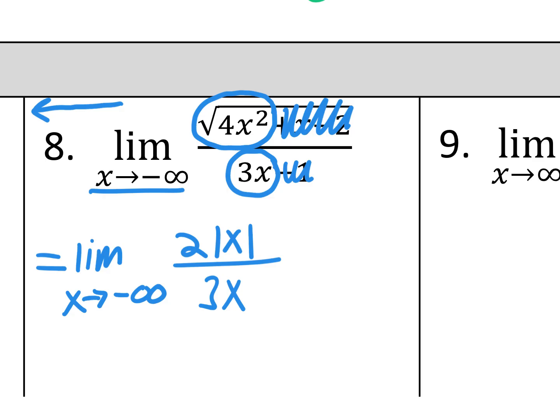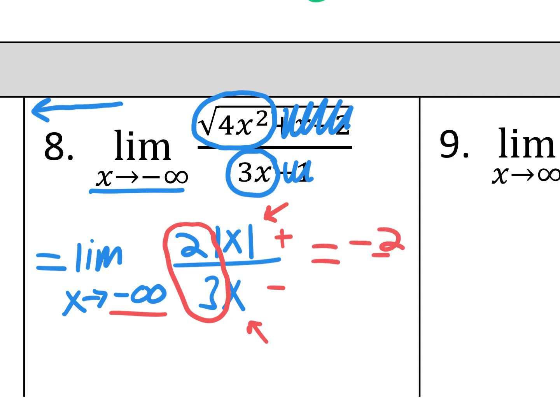And then still you can compare the growth rates. How does that x compare to that x? Are they growing equally fast? Yes, they are. The only difference is that we're going to negative infinity. So what's the sign on top? Positive. What's the sign on bottom? Negative. You're still looking at your coefficients, but since it's positive over negative, it's going to be what? Negative 2/3.